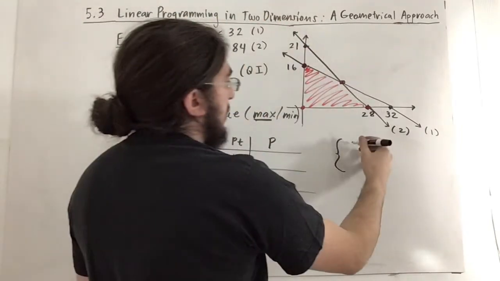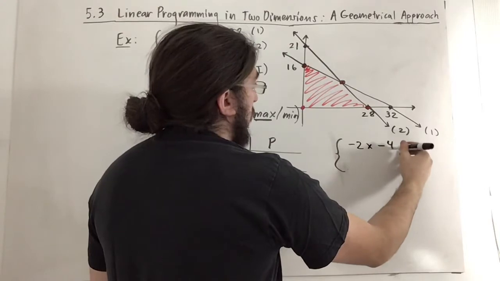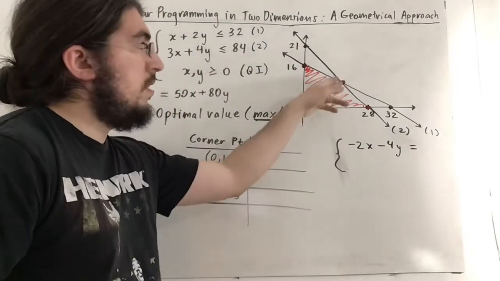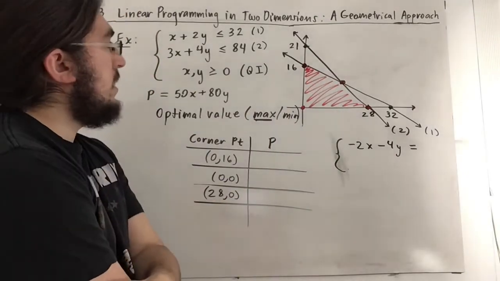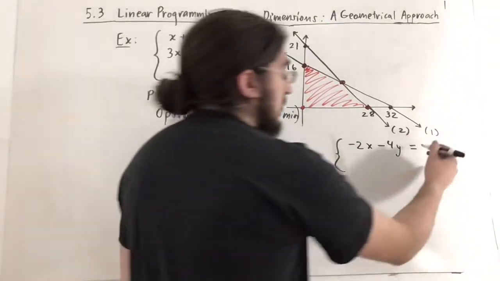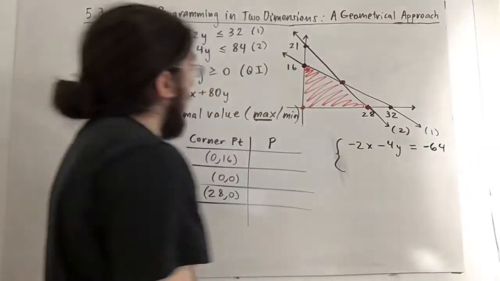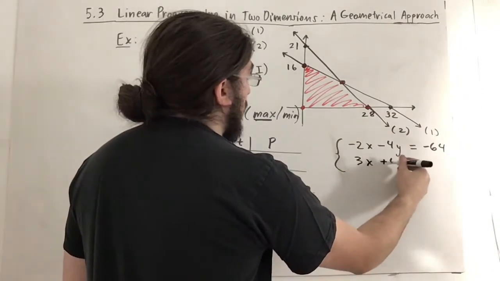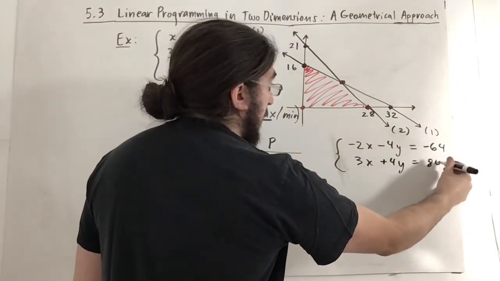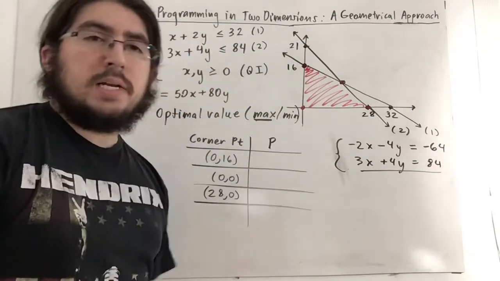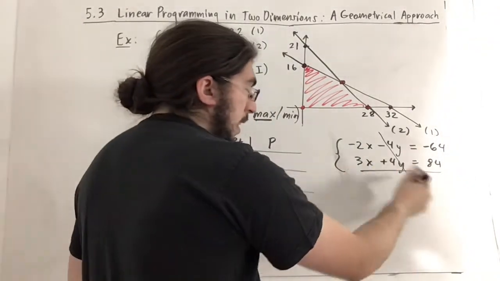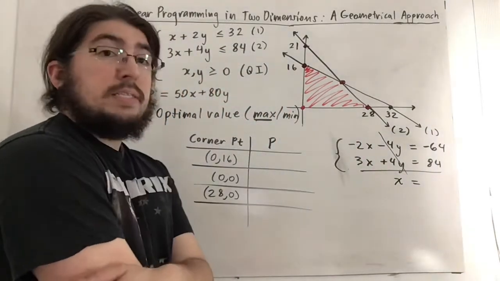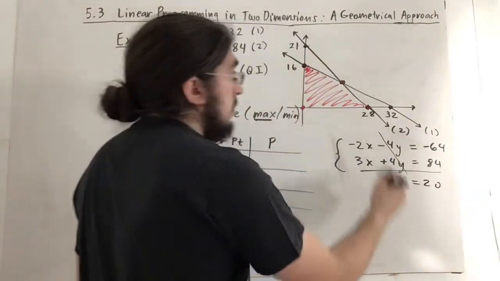So multiplying the top by -2 gives us -2x minus 4y is equal to, because we're pretending they're equalities when we solve for where they intersect, what's -2 times 32? It's -64. And then the bottom one stays the same because we want the y's to cancel out. So it's 3x plus 4y is equal to 84. Eliminating the y's, -2x plus 3x is just x, and 84 minus 64 is 20. So the x value is 20.